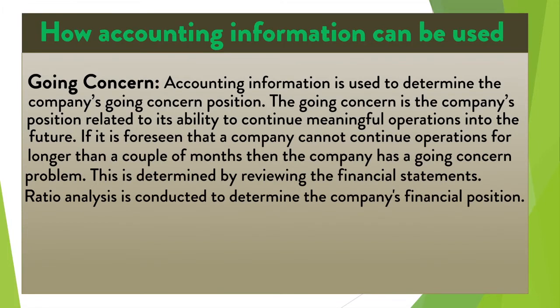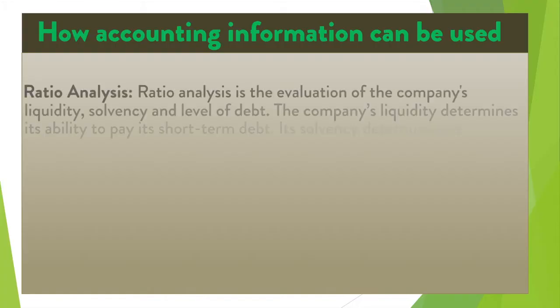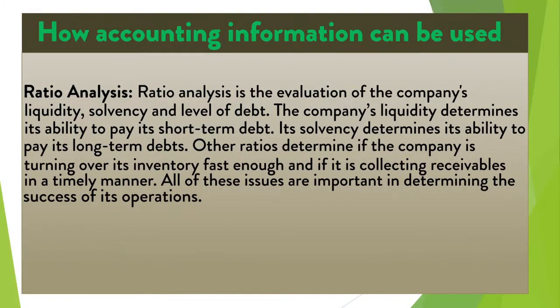The going concern is the company's position related to its ability to continue operations meaningfully into the future. If it is foreseen that a company cannot continue operations for longer than a couple of months, then the company has a going concern problem. This is determined by reviewing the financial statements. Ratio analysis is conducted to determine the company's financial position. So the experts, or people who understand, will always look into certain elements of the financial statement and get to understand whether you're a going concern or not.